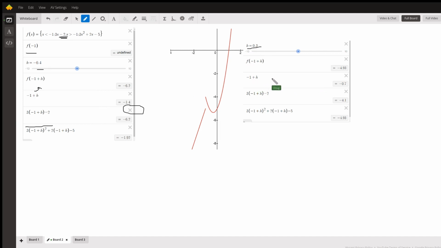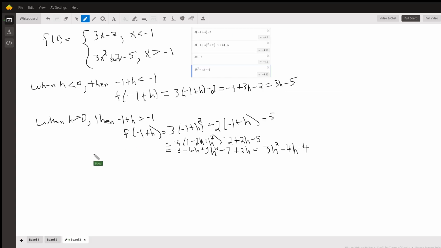If I move h to greater than 0, like I did over here, then -1 plus h will be greater than -1, maybe just a little bit bigger. So if we want to find f of -1 plus h, I put -1 plus h into the second rule. There it is. Now let's see what the formulas look like.